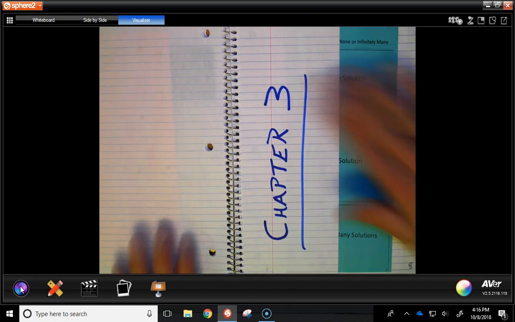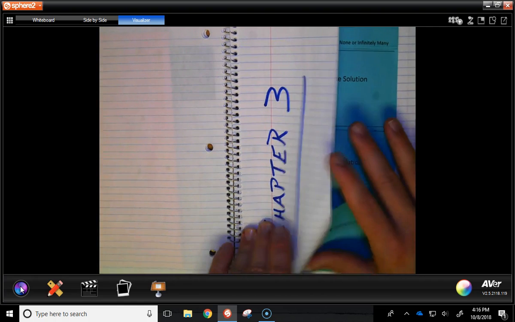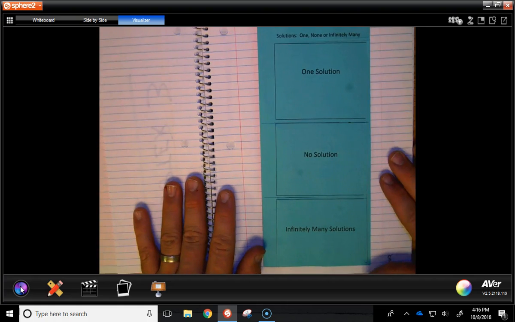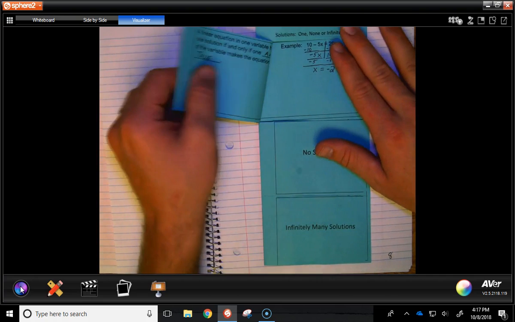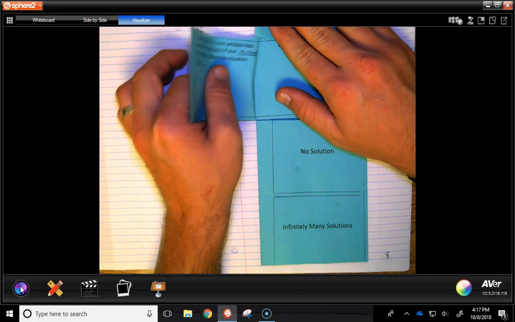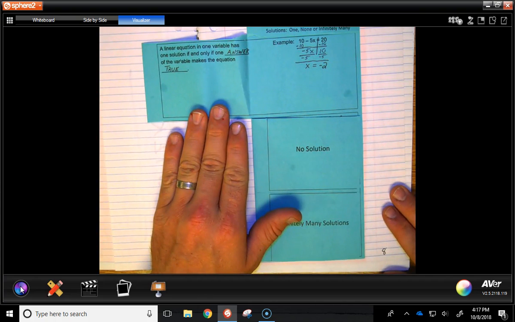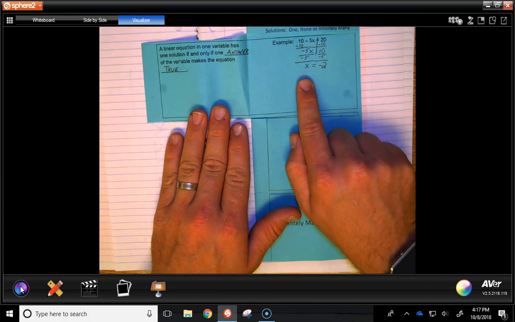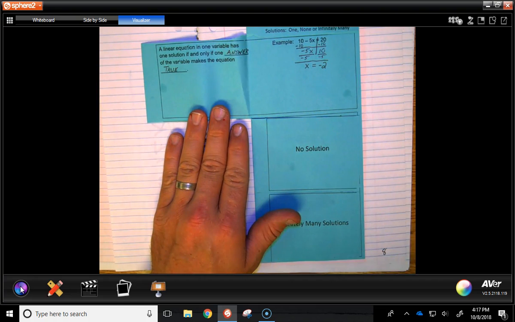Then I made my little foldable for Chapter 3. We talked about solutions, whether an equation has one, no solution, or infinite. Oops, looks like I need to cut mine just a little farther. One solution would have been, remember, when we get to the variable equals a term. The biggest mistake I remember us making was, remember, our variable can equal 0. So if you get x equals 0, that's one solution.